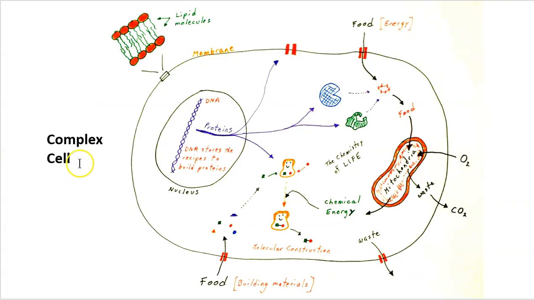So here we have a cartoon drawing of a complex cell. Now you might, in looking at this diagram, notice a few familiar scenes. We've got proteins attacking glucose, ripping it apart. We've got proteins building things. We've got transport proteins on the membrane. We have DNA. So this looks a lot like the bacterium.